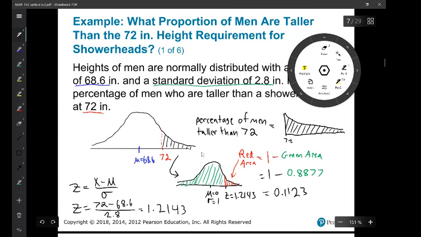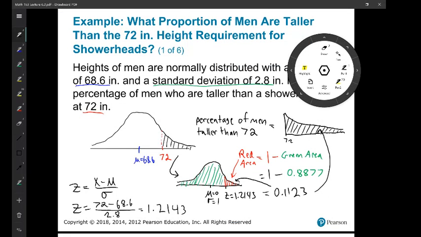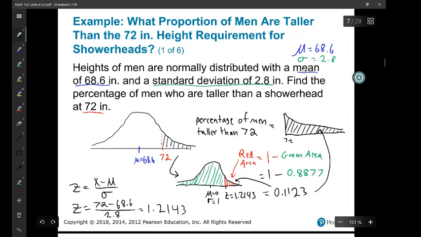So that will be the same area. This is the same here as it is here for both distributions. Different scores, but the same area when you use the translation. Now we can come back to our 68.6 for our mean and 2.8 for our standard deviation.